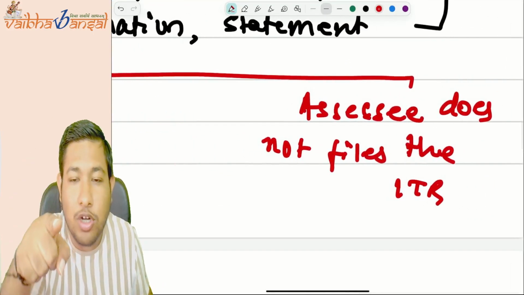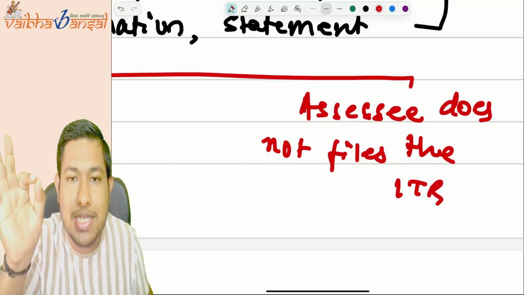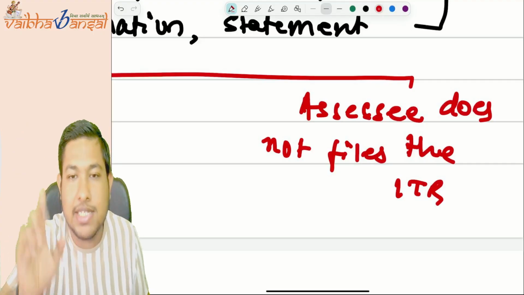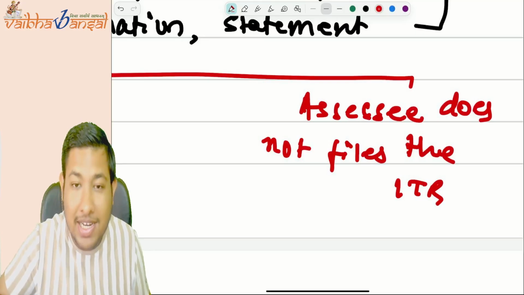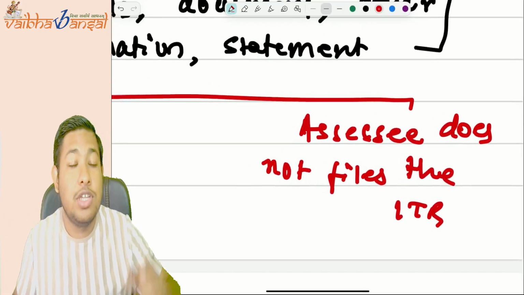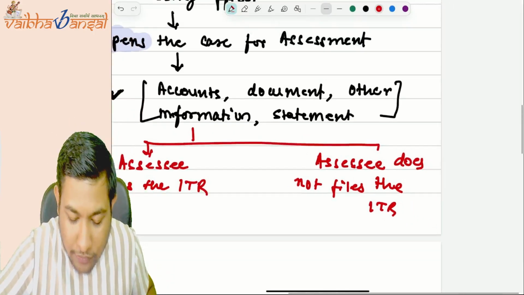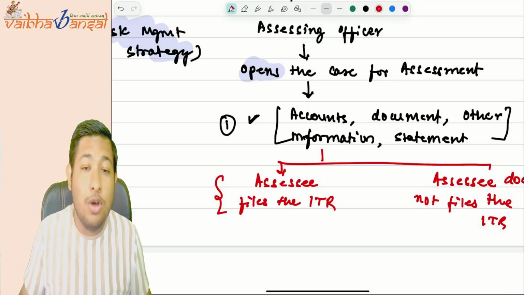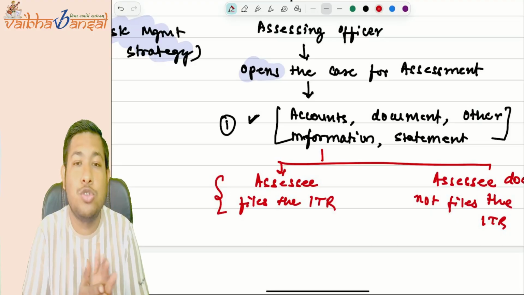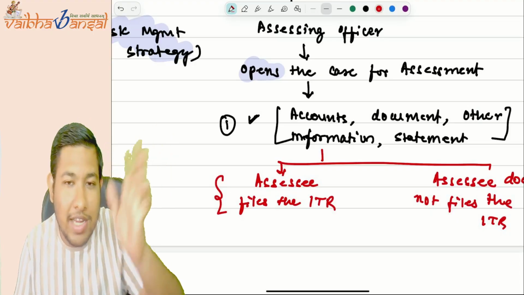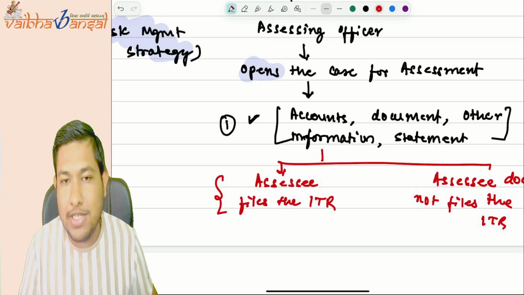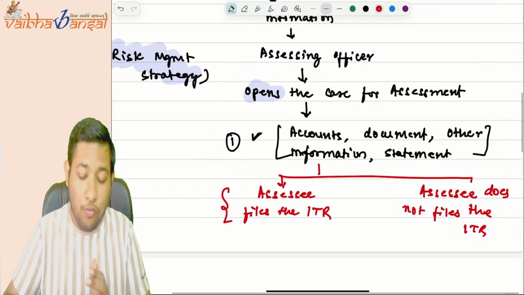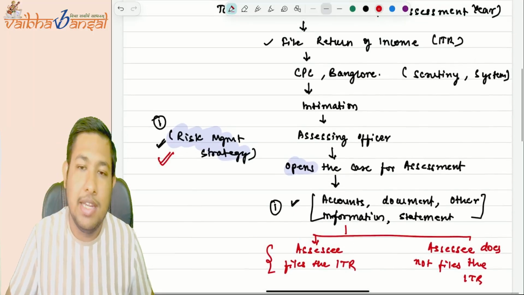But what is the requirement to file the return of income? It is the basic exemption limit. If income exceeds the basic exemption limit, there is an obligation to file a return of income, but no return is filed. So in that case, can the assessing officer ask for your accounts, documents, and other information or statements or not? Now he can ask on what source of income you paid 10 lakh rupees as travel expenses, because you did not file the return of income. What are these things? Now we are going to see.